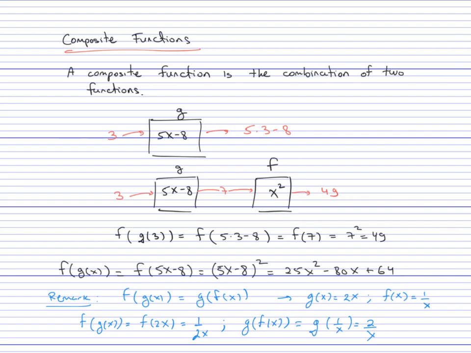And here you can see that that's not the same, because here we got 1 over 2x, and here we got 2 over x. Therefore, you need to remember that, in general, f of g of x and g of f of x are not the same. So please notice that the order in this case matters.